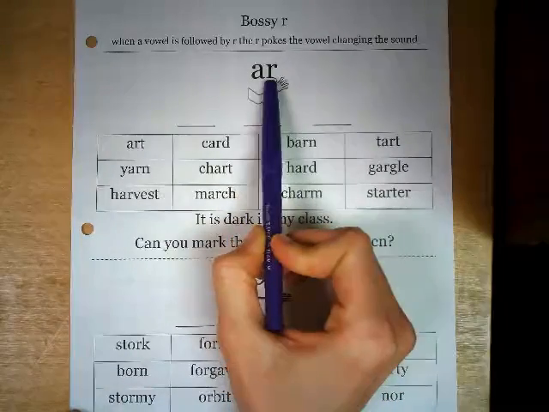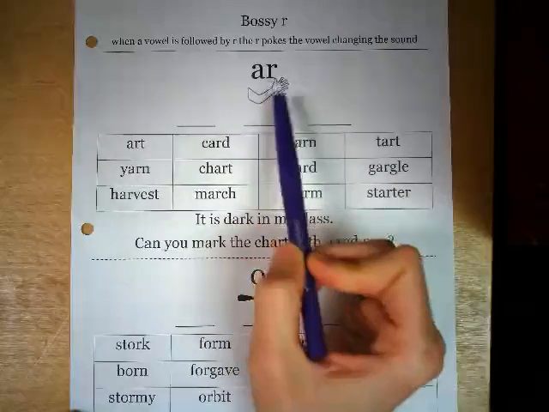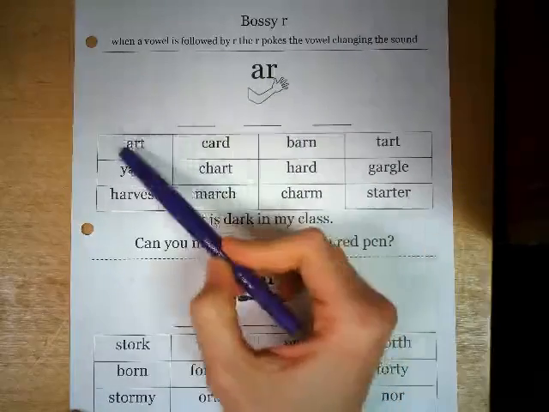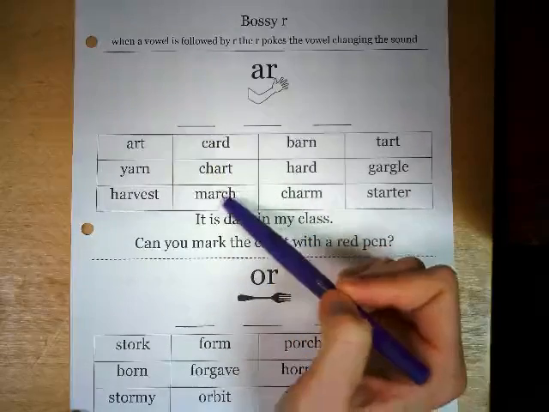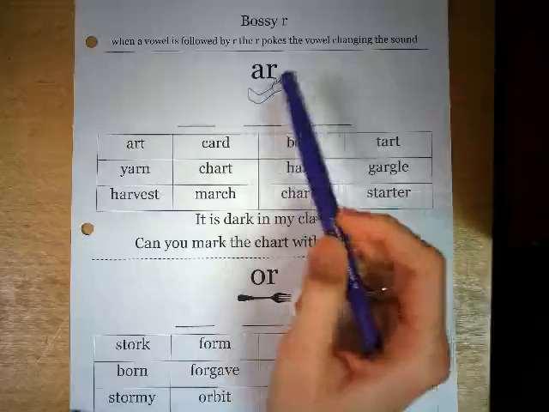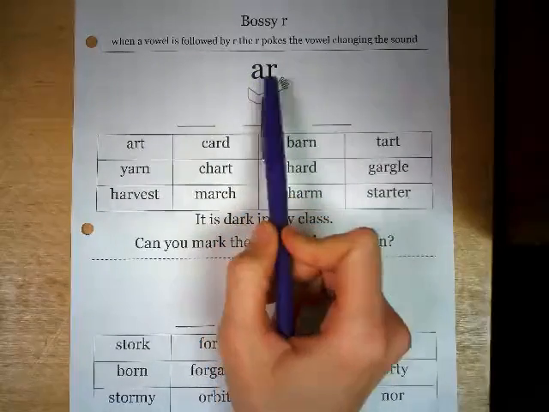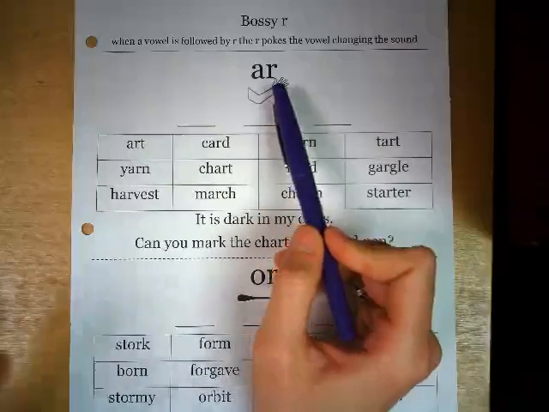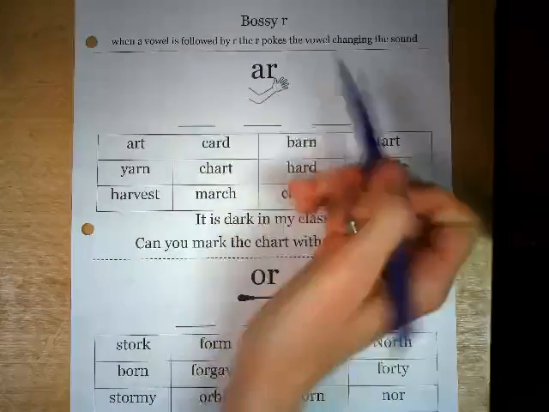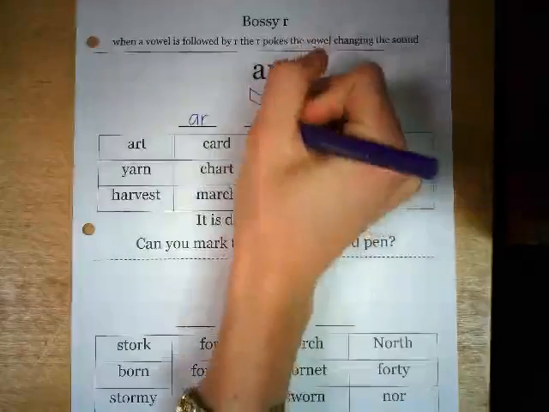So AR, you're going to think arm. AR says R, like arm. So you have art, card, chart, march. So it's R, like arm, or we say R, like a pirate. Now this is tricky because students will think just R, they're going to want to write just an R. But when we hear R, we're going to write A-R.